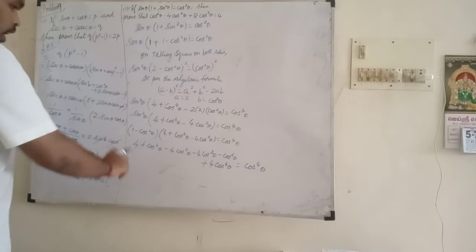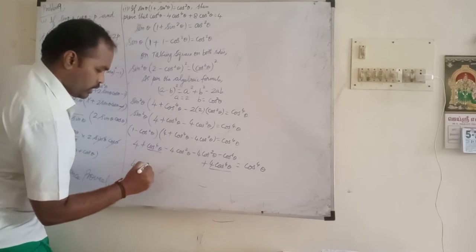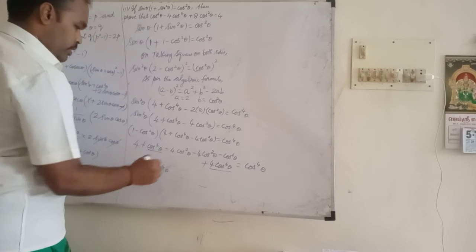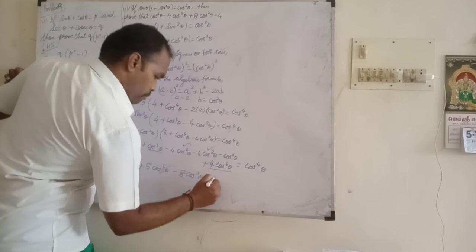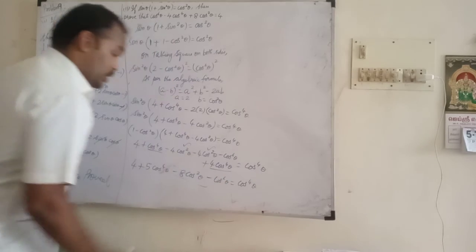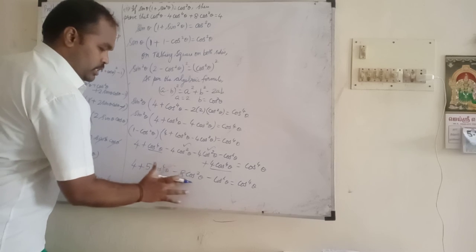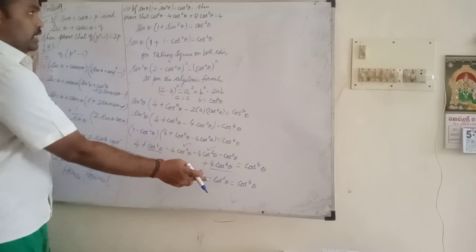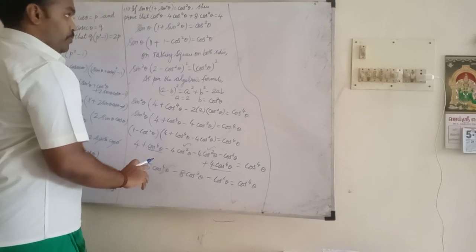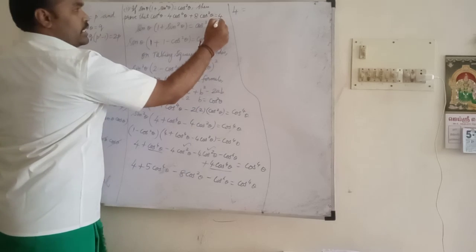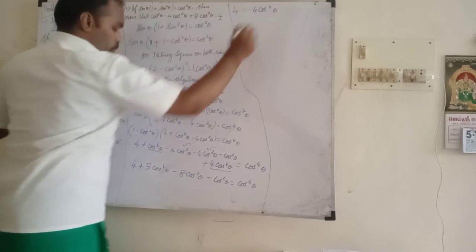So now, how can we do this? 4 plus cos power 4 theta plus 4 cos power 4 theta is 5 cos power 4 theta. Minus 4 cos square theta minus 4 cos square theta is minus 8 cos square theta. Minus cos power 6 theta equals cos power 4 theta. Now, how can we arrange the steps? We can move this to the right side, keeping the 4 as it is. Cos power 4 theta minus 5 cos power 4 theta is minus cos power 4 theta.